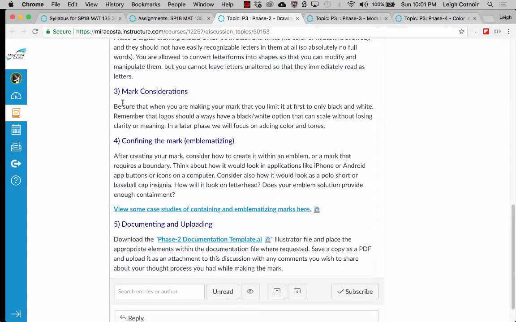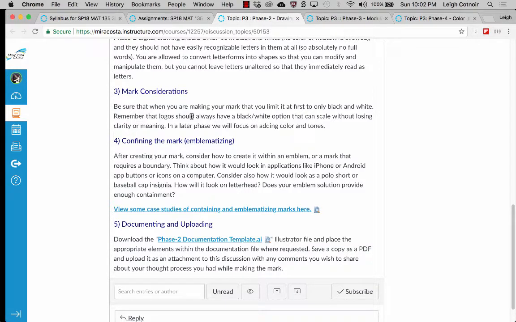Okay, so number 3, the considerations you need to make whenever you're doing your mark. First of all, it's only limited to black and white at first, but for this assignment, just black and white. And remember that logos should always have a black and white option, and that they need to be able to scale without losing any kind of clarity or meaning. So they can get really big or really, really small without losing too much clarity.